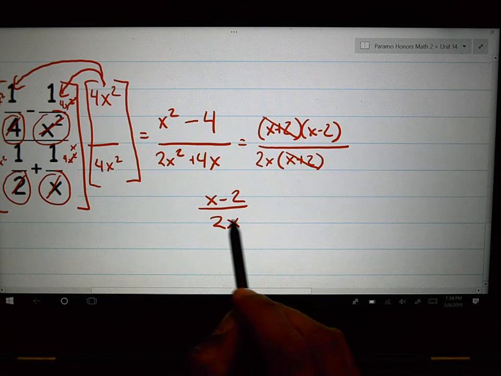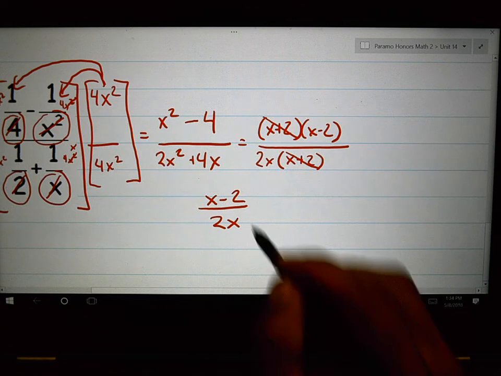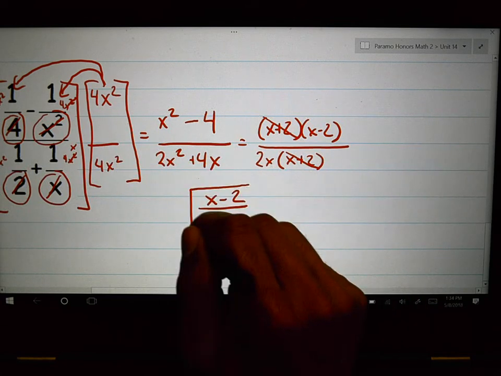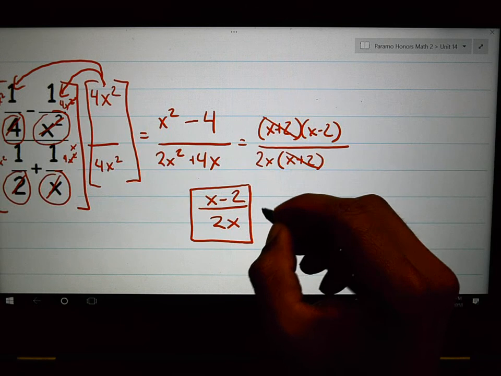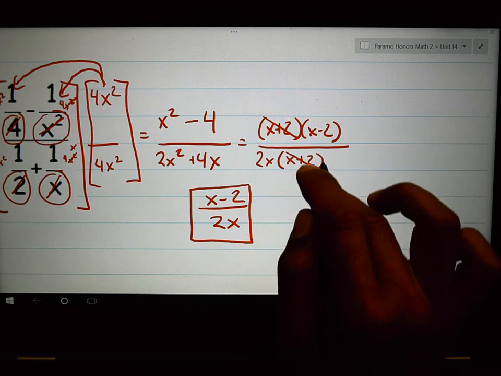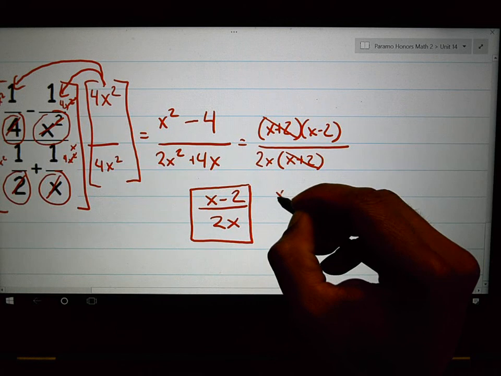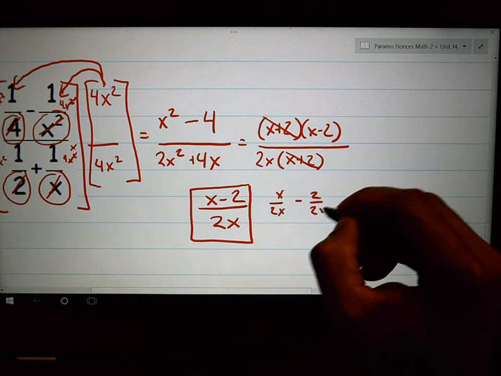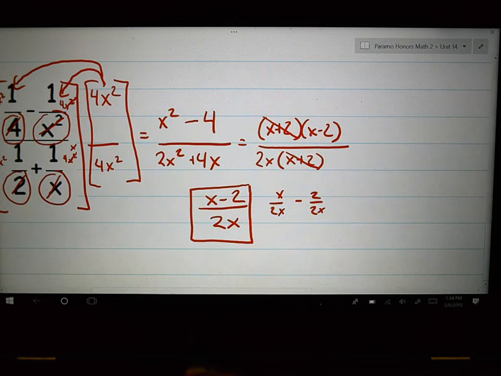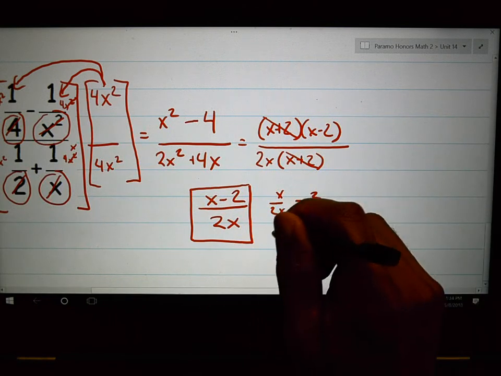Can we reduce this x and that x? No, because of that minus sign. This is going to be my preferred answer right here. The only thing you could do beyond this is you could split it if you wanted to. X over 2x minus 2 over 2x. They're both being divided by 2x. You could split it and get this answer.